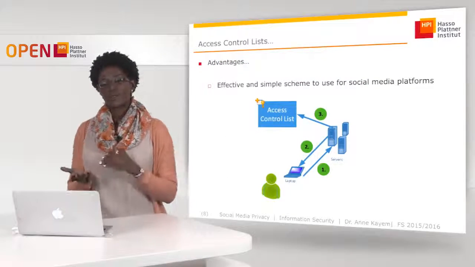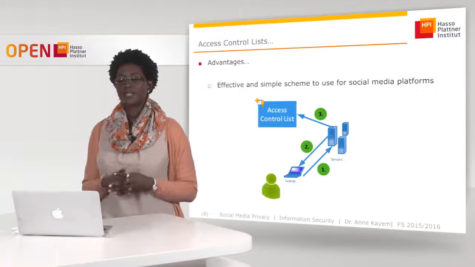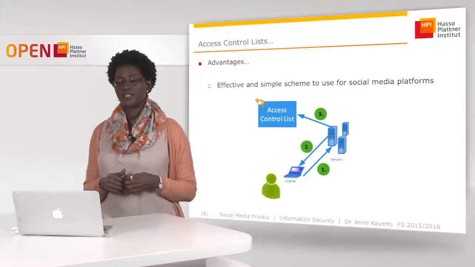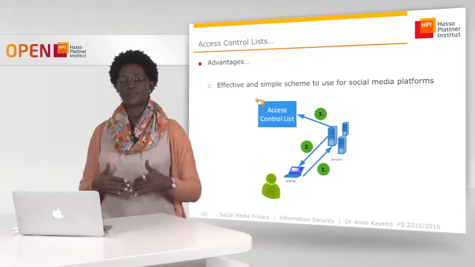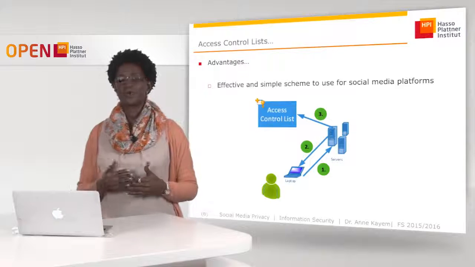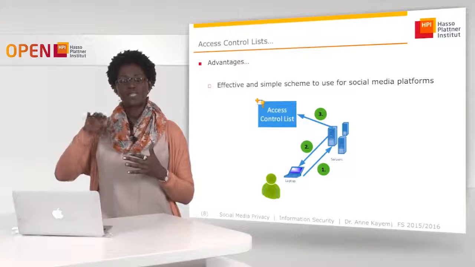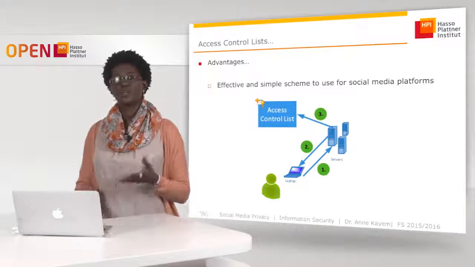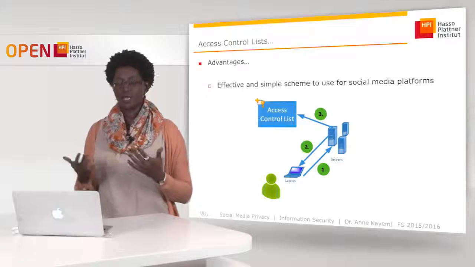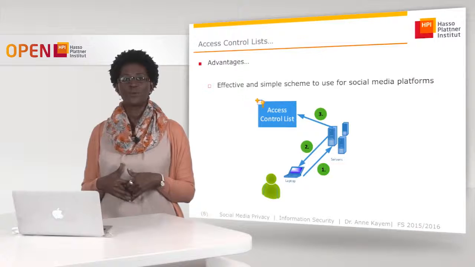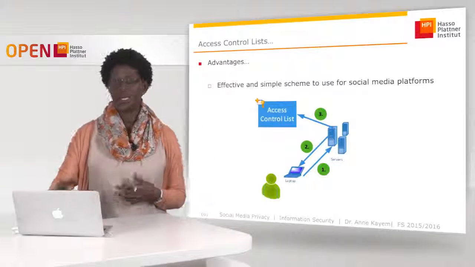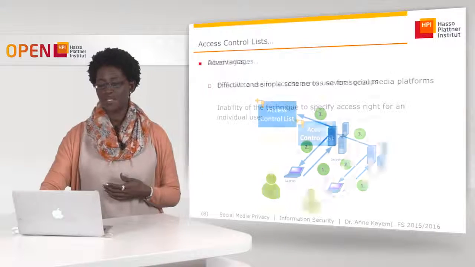So with the access control list, the advantage is that it's simple and effective to use. All you have to do is, from your system, make contact with the server, and then the server will check the access control list to see if you're authorized to read this information, and then it will give you what you're allowed to see, following the rules that we just described.